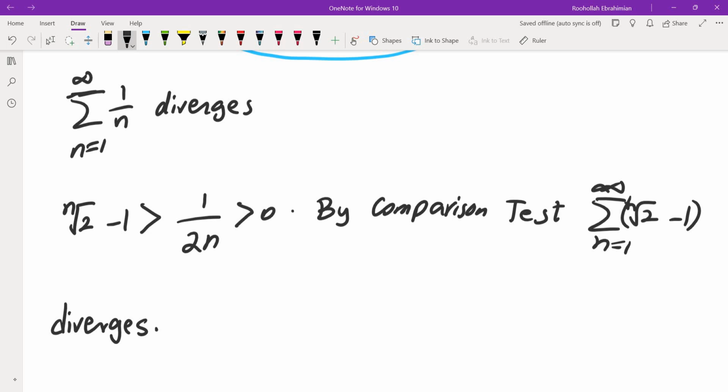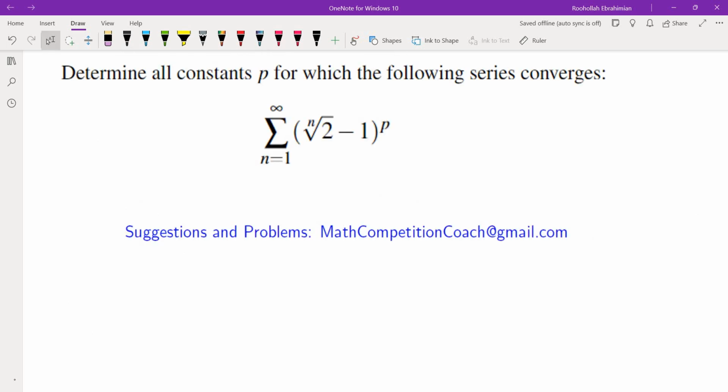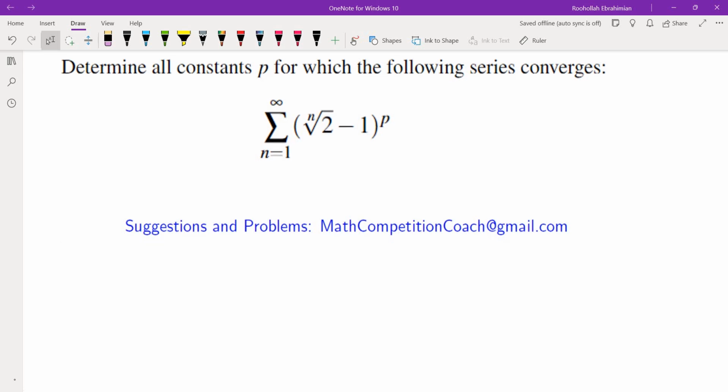And that brings me to the end of this solution. At this point, I would like to propose that you work on this problem. Determine all constants p for which the following series converges: the nth root of 2 minus 1, raised to the power of p, n equals 1 to infinity. And I will work on the solution to this problem in the next video.